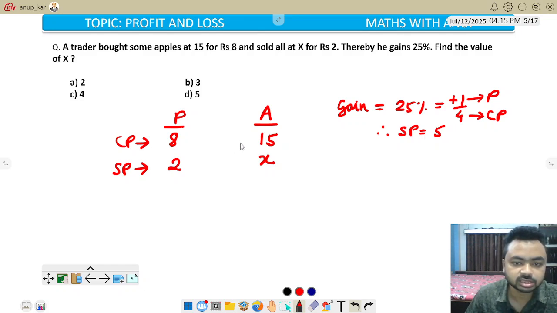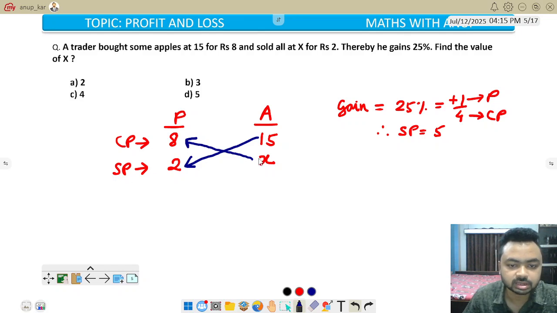So we will do one thing. We will cross multiply x with 8, 15 with 2. Why? Because in the last question also we are doing the cross multiplication only, because we are making the number of articles to be same. So here we will be getting 8x, and here 15 into 2, 30.